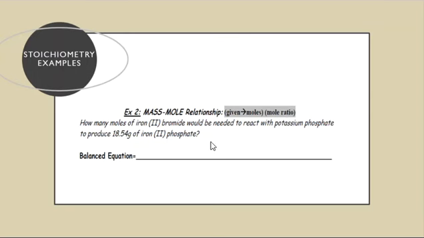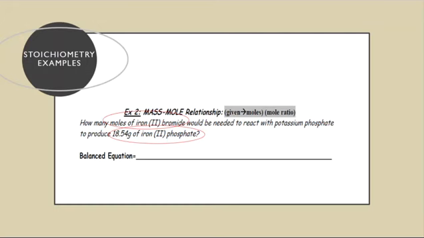Let's look at our question to determine our given value. How many moles of iron 2 bromide would be needed to react with potassium phosphate to produce 18.54 grams of iron 2 phosphate? So you can see immediately that our given value is 18.54 grams of iron 2 phosphate. And we're being asked for moles of iron 2 bromide.